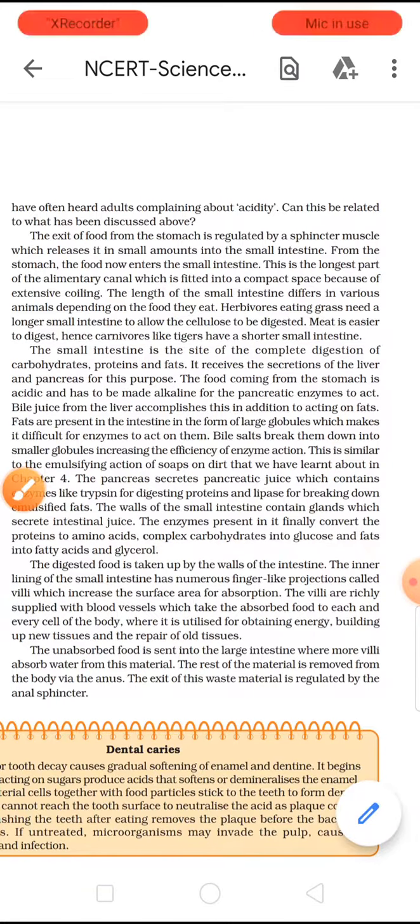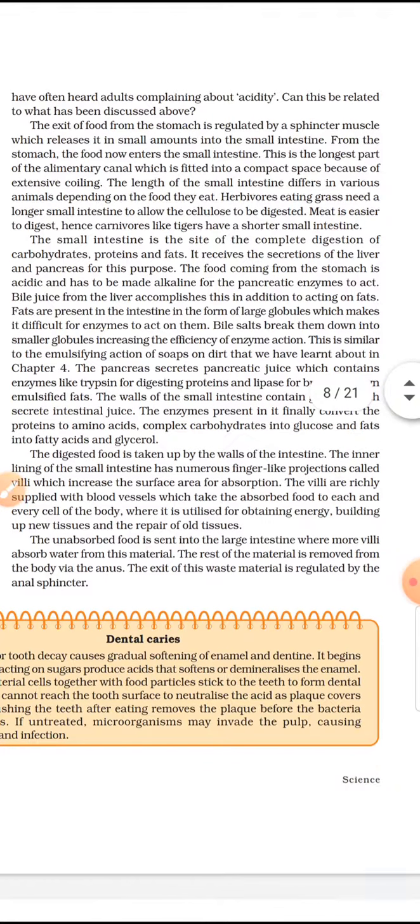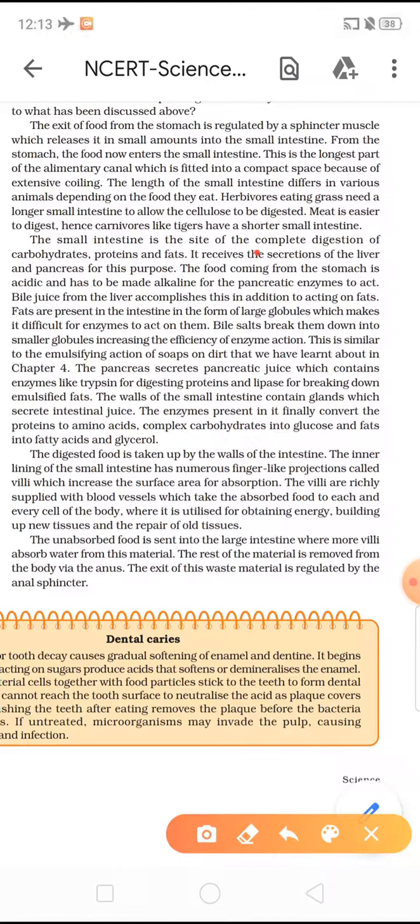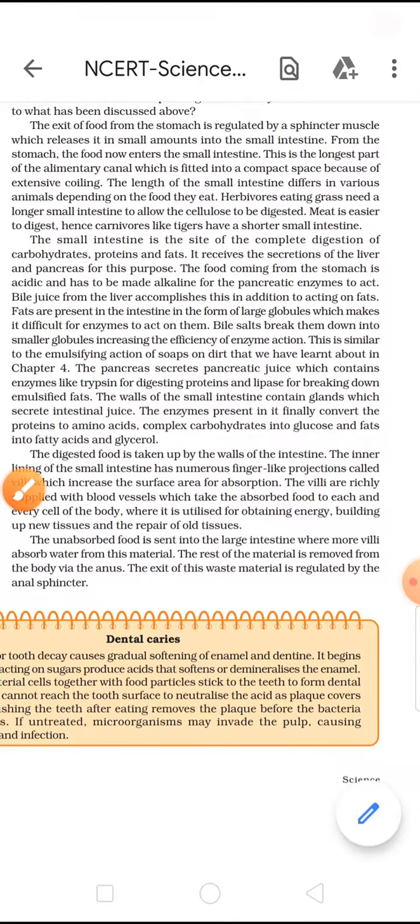Okay, now move further. The small intestine is the site of complete digestion. This I have told you, and please learn it. Very, very important thing, that complete digestion is taking place in the small intestine only. So complete digestion of which three things? Carbohydrates, proteins, and fats.